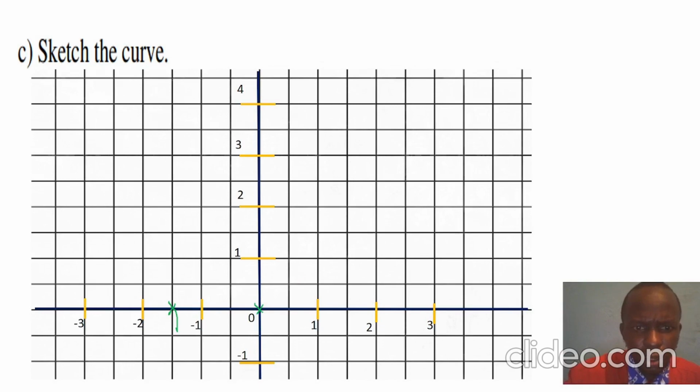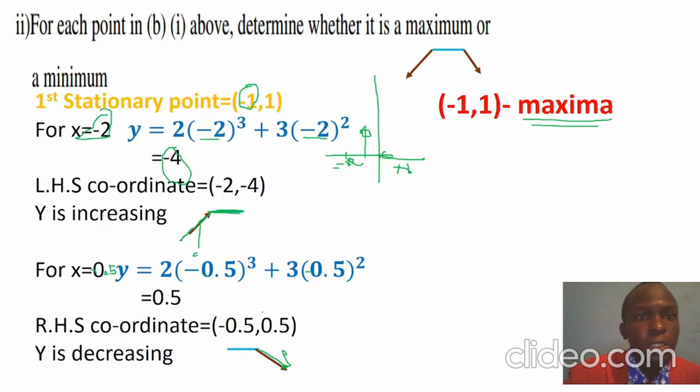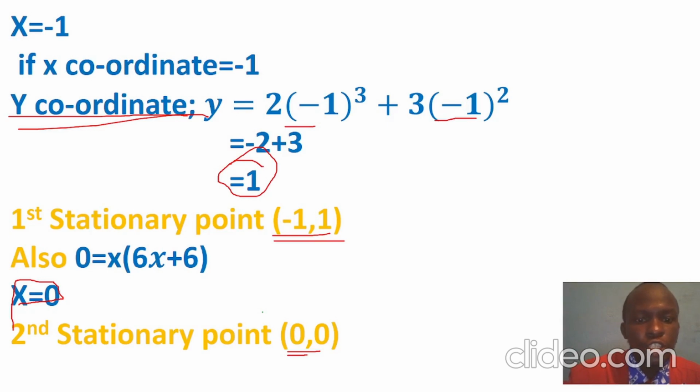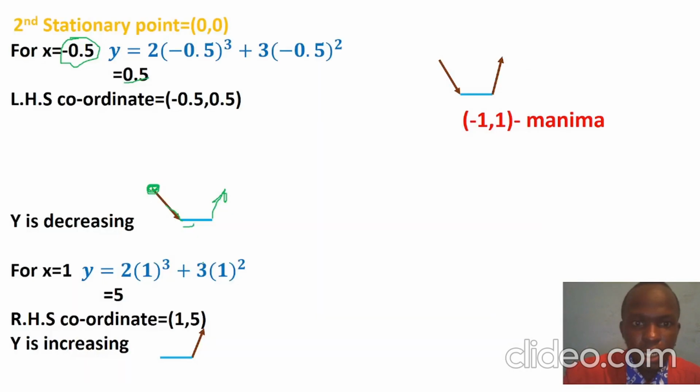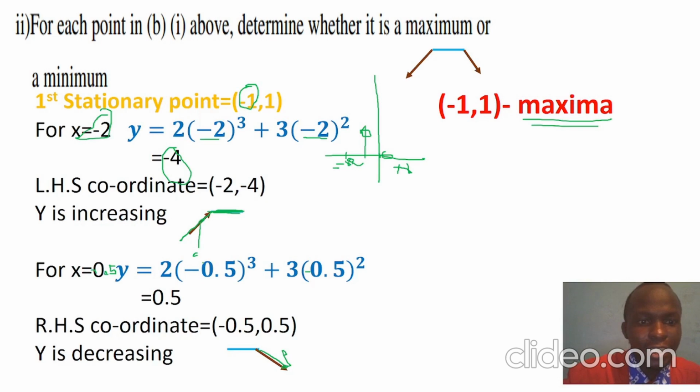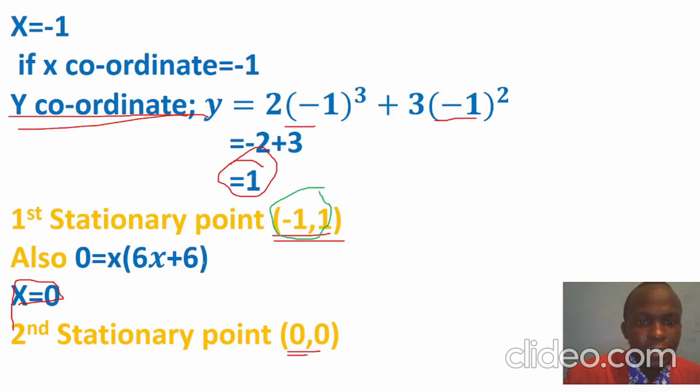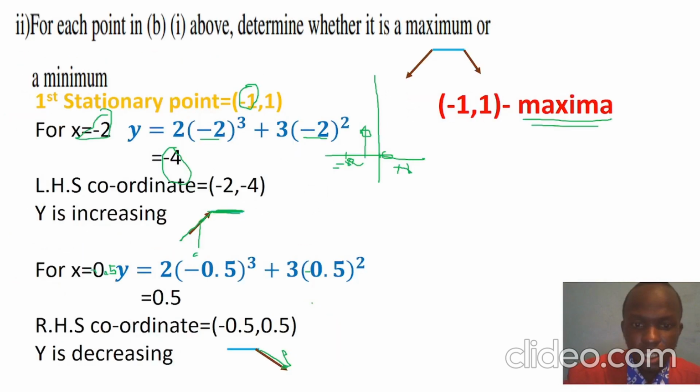Now the next thing we are going to mark is the stationary points. The first stationary point is minus 1, 1. So let us look at minus 1, 1, where it is. Minus 1 and 1, here it is. The next stationary point is 0, 0. This one here, 0, 0 is the next stationary point.